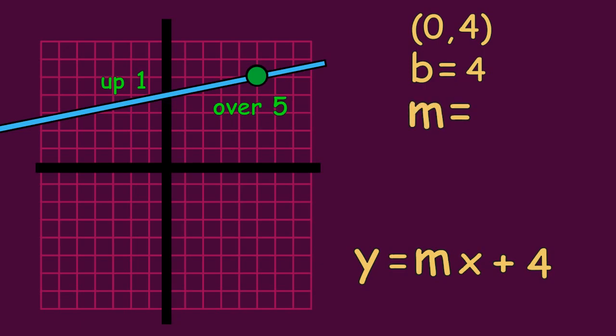The number of squares you go up or down is the top number of your slope. The number of squares you go over is the bottom number of your slope. If we start with 0, 4, we have to go up 1 and over 5 to get to the other point. This means our slope is 1 over 5, or 1/5. Now that we have the slope, m, and the y-intercept, b, we can use the slope-intercept form to write our equation as y equals 1/5 x plus 4.